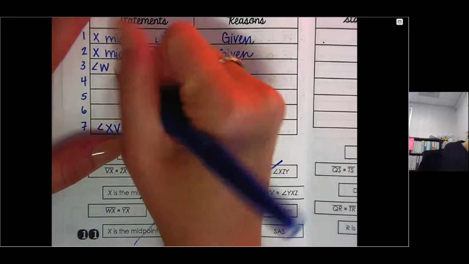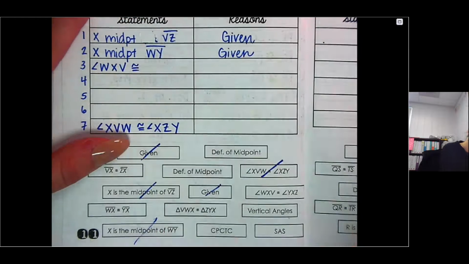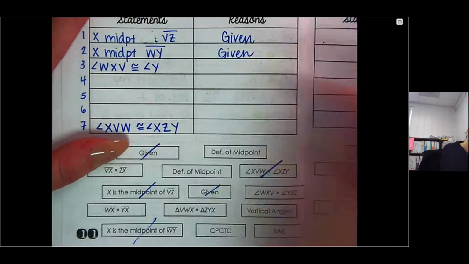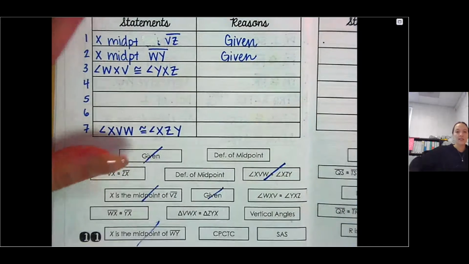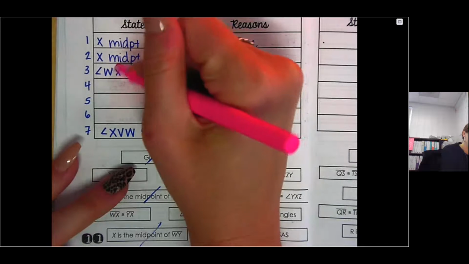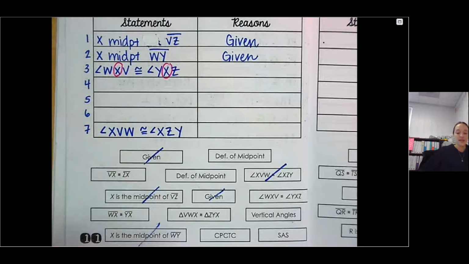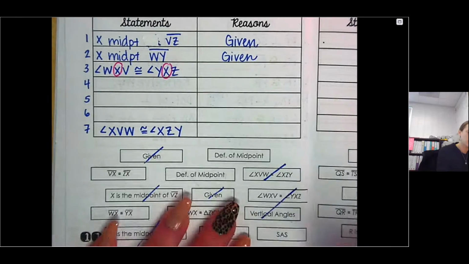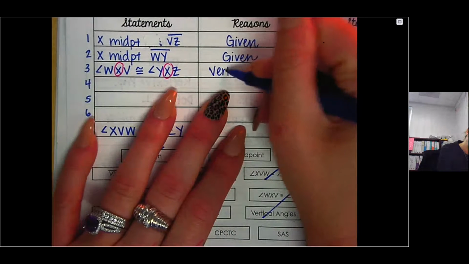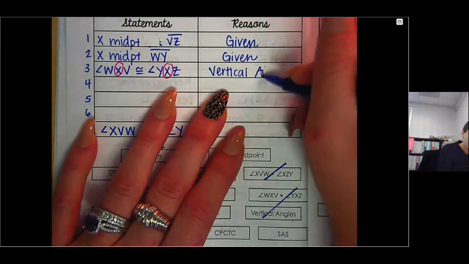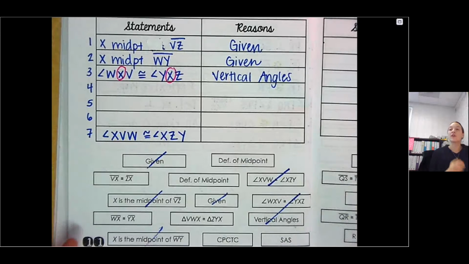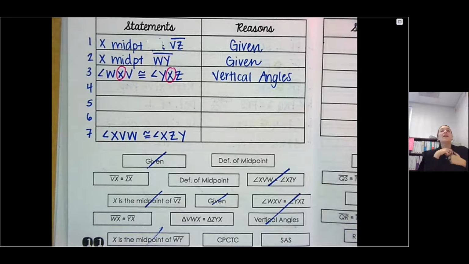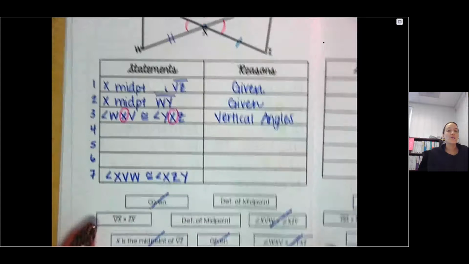Angle WXV is congruent to angle YXZ. Again, always look at the second letter. That's going to tell you which angle you're looking at. And your reason, like we said, was vertical angles. What are the other ones? Given and the vertical angles. Okay, what is another piece of information that we have marked in our picture that we have not yet written a sentence about?